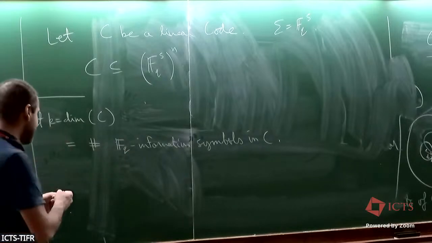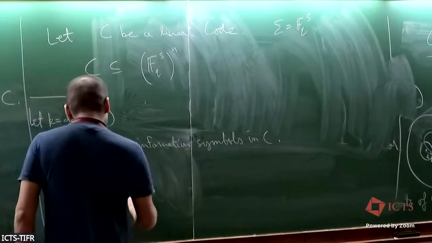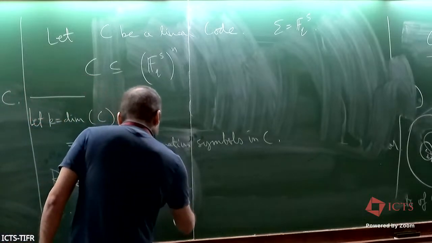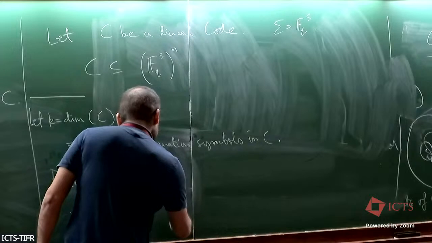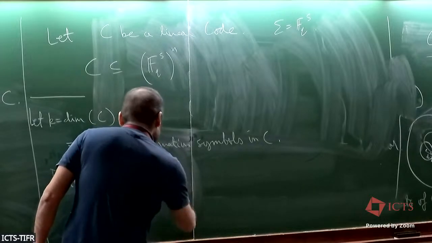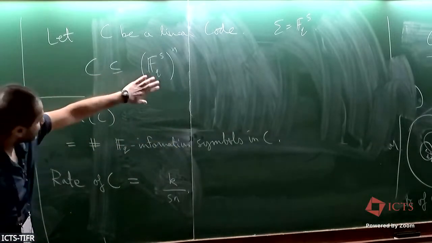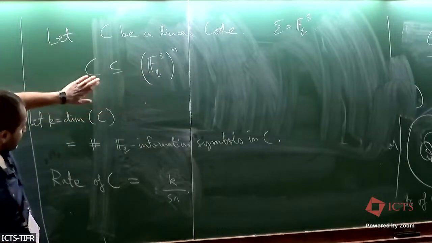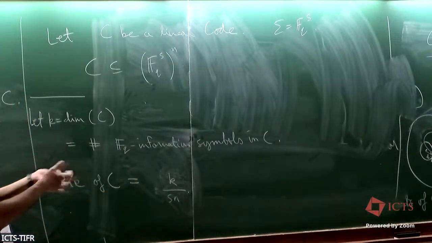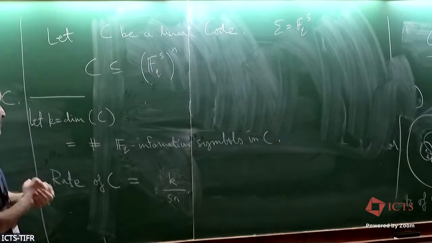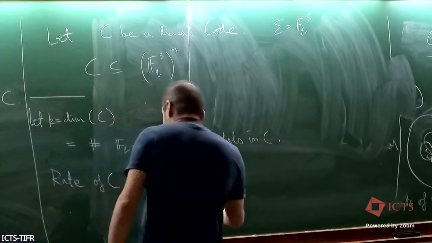This we'll call K. And then the rate of C is defined to be K divided by sn. And it measures, I mean, F_q^(sn) is the space in which the code lies. K is the dimension of the code, sn is the dimension of the ambient space. K over sn is some fraction. It lies between 0 and 1. And it measures how big the code is in some logarithmic way. This is called the rate.